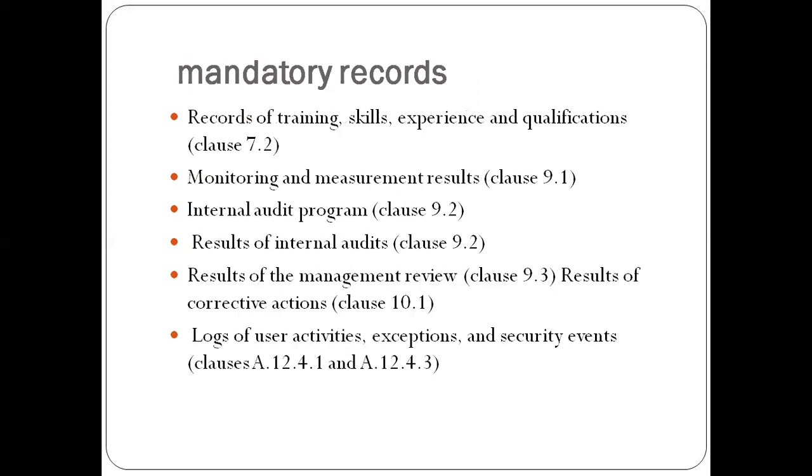Then we talk about mandatory records. Records are evidence of activities that have been performed. Records are a special type of documents in that they tell us what has been done in the pursuit of achieving the certification. So, records of training, skills, experience, and qualification, clause 7.2. Clause 7 is support. So you need to be able to show us evidence that you have trained your staff.